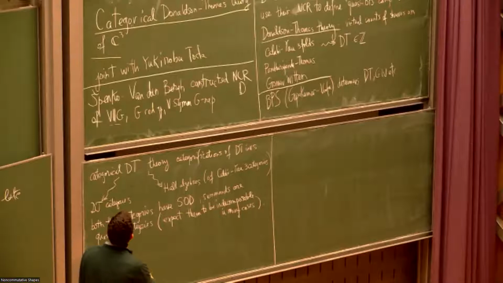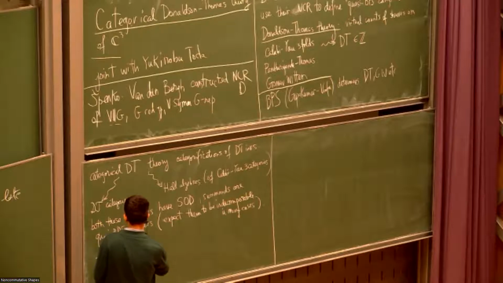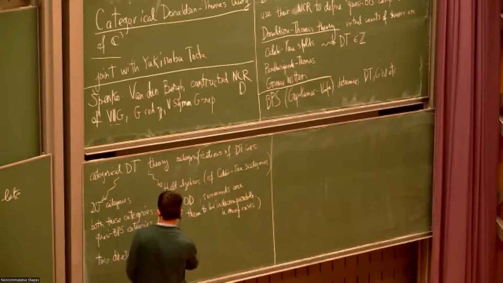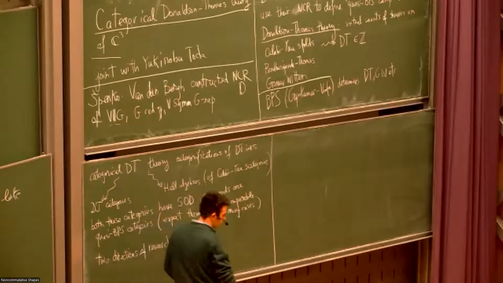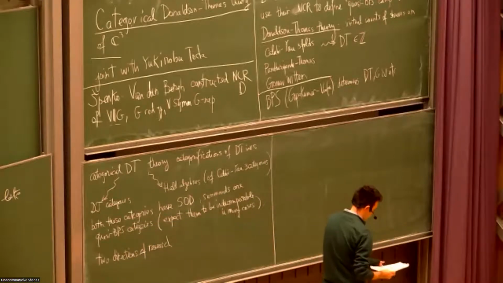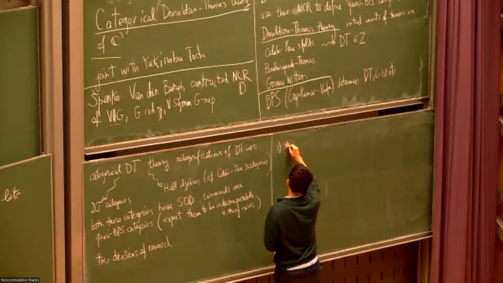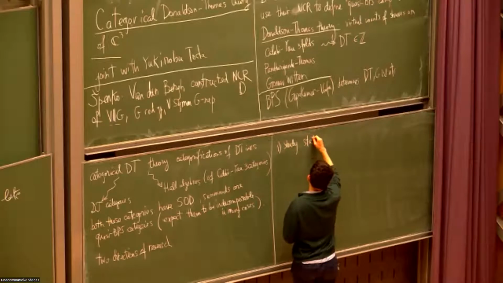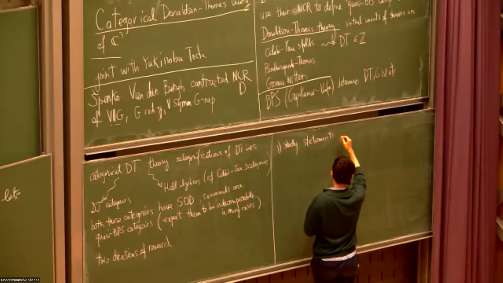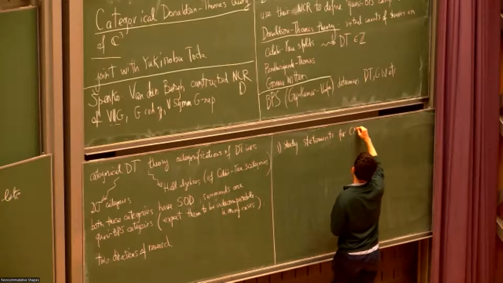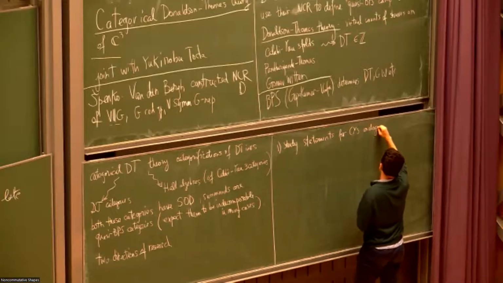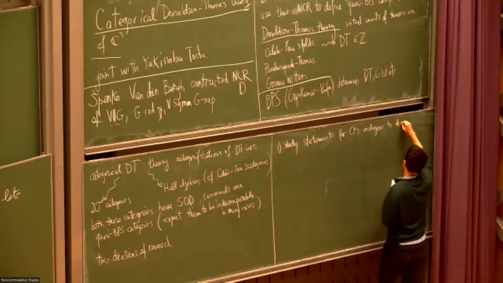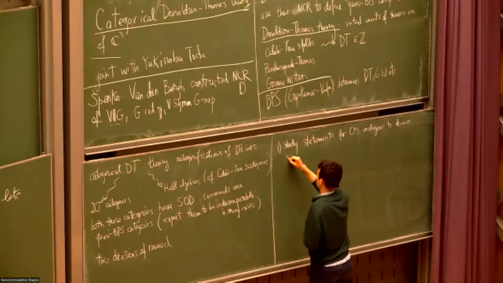And okay, so before I actually move to DT theory of C3, there are at least two directions of research. So the first one is to study statements for Calabi-Yau-3 folds, which are analogous to known statements about surfaces.